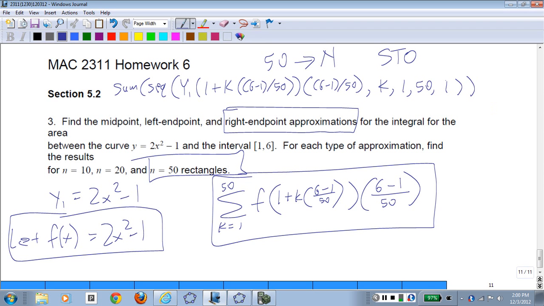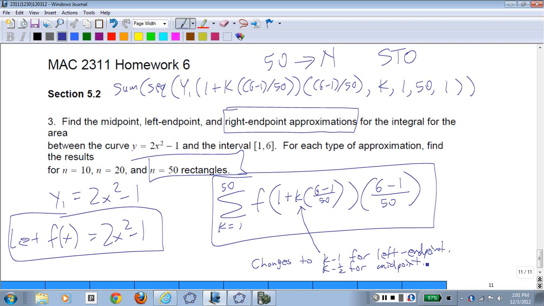I might ask for the right endpoint approximation. If I ask for the left endpoint approximation, then instead of being k, it would be what? K plus 1 or minus 1? K minus 1 for the left endpoint, and k minus 1/2 for the midpoint.